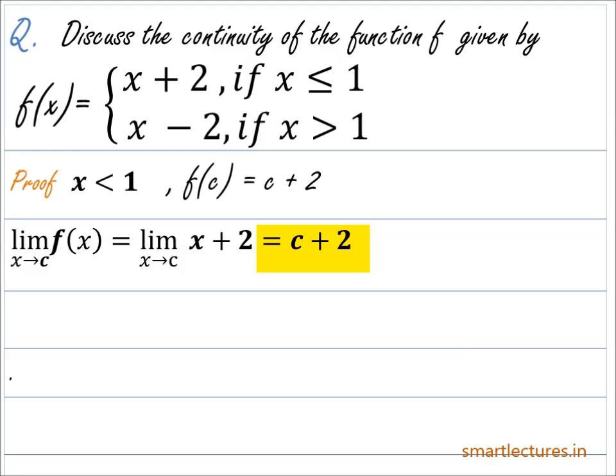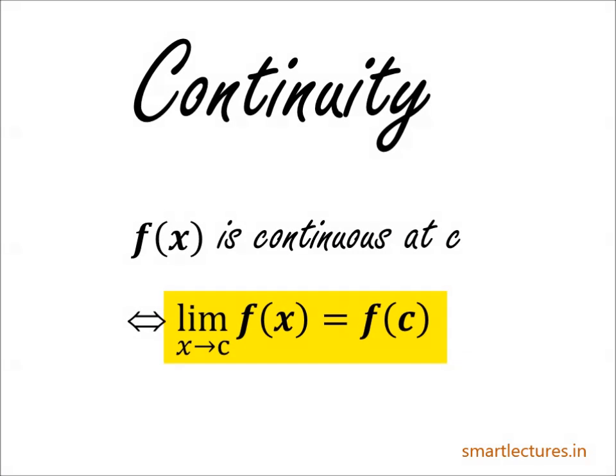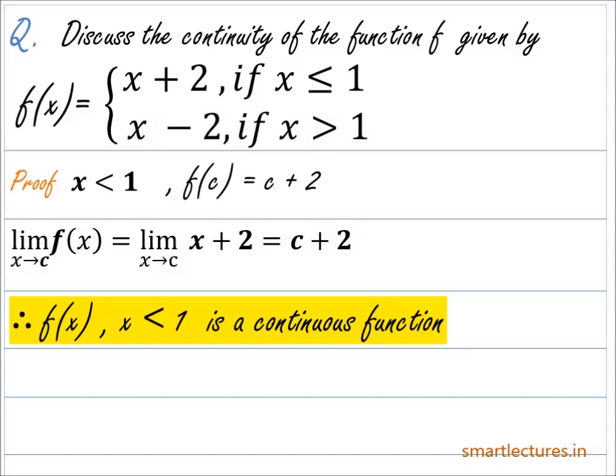So here the value of the function and the limit of the function at the point c, where point c is less than 1, are both equal. And as per the definition of continuous function, if the value of the function and the limit of the function at a given point are equal, then that function is continuous at that point. So that means the given function f is a continuous function for all real values of x less than 1.